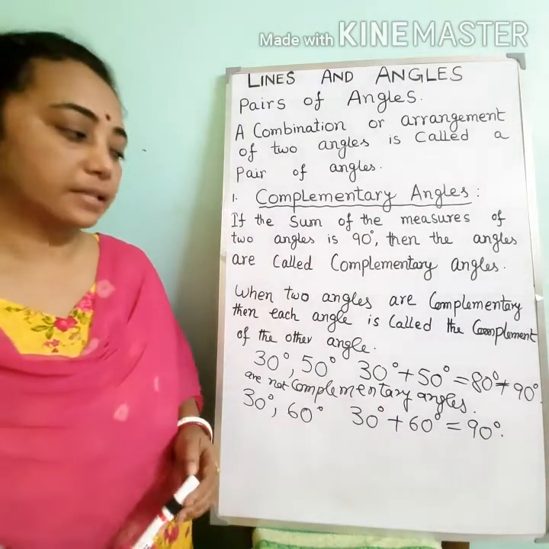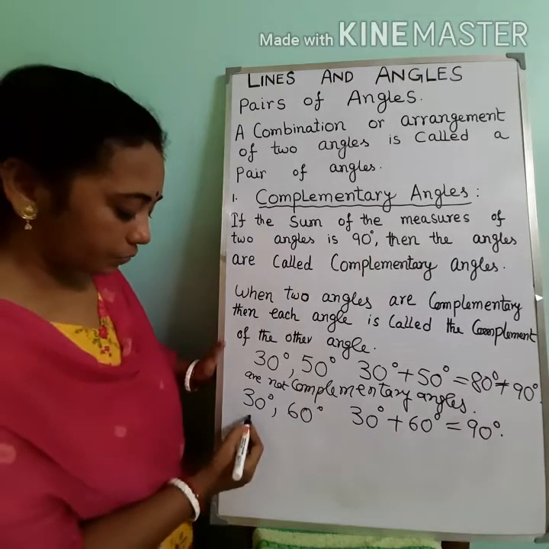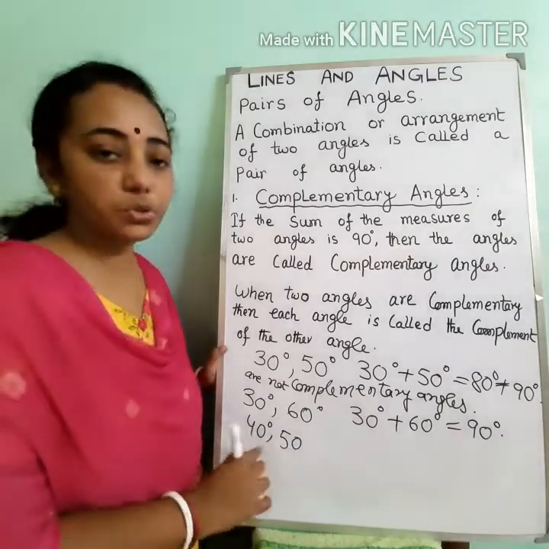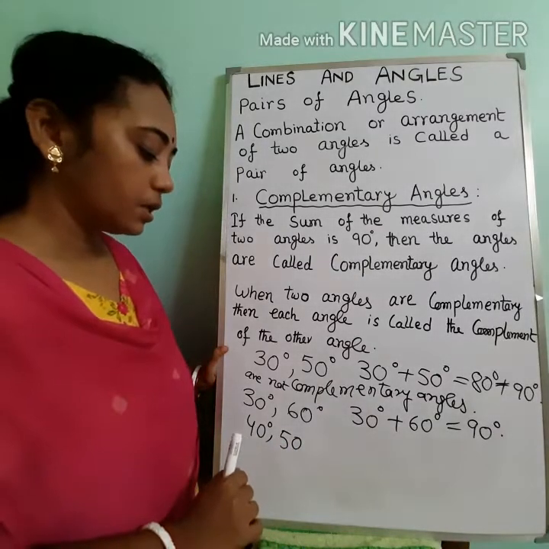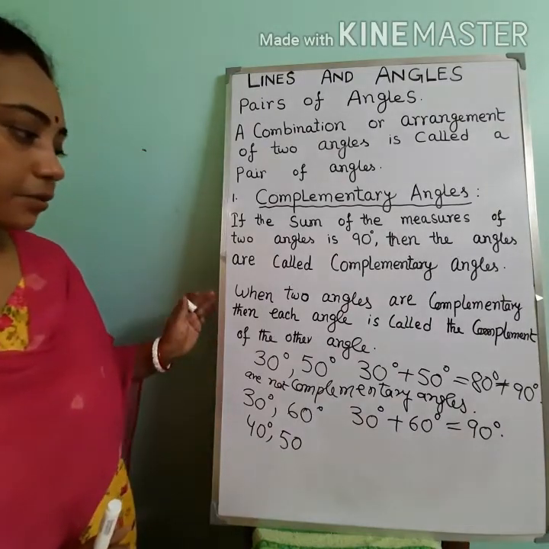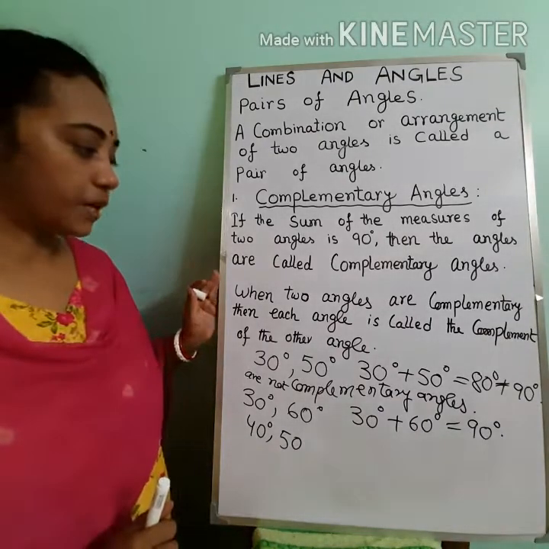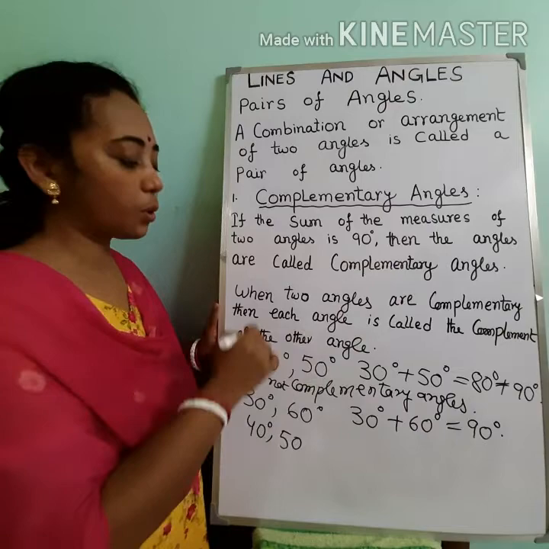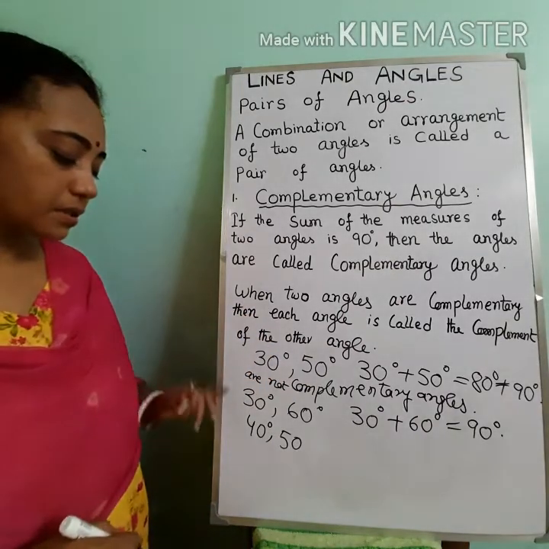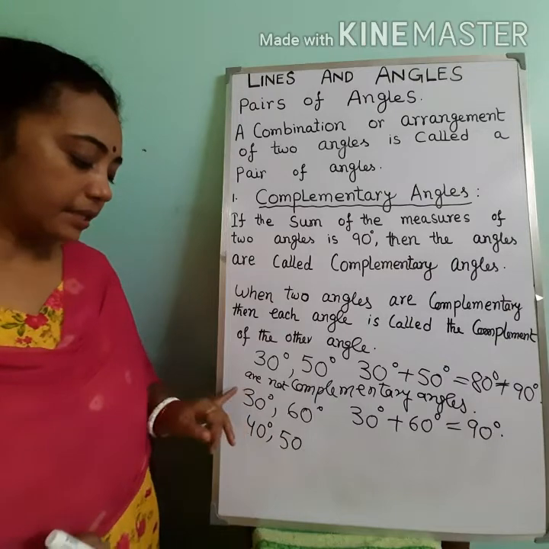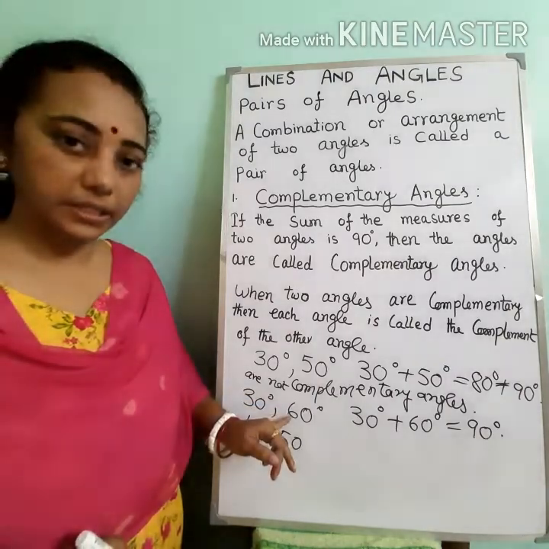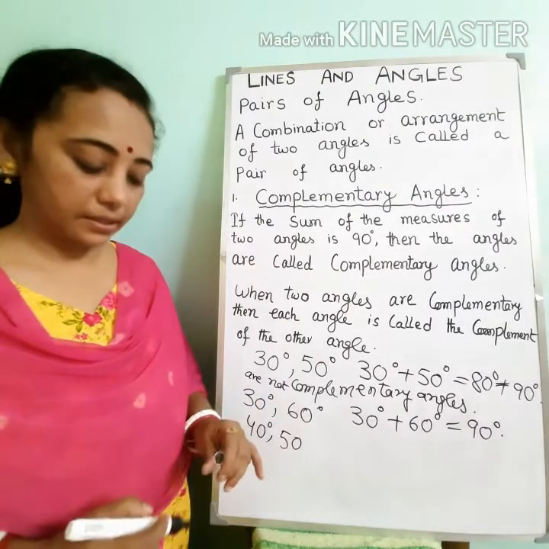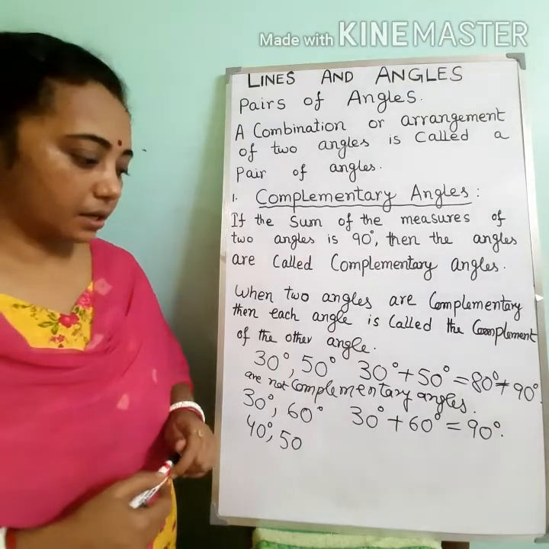You can take different examples. For example, if I write 40 degree and 50 degree, then their sum is coming 90 degree. So these two angles are complementary angles. One very important point to be noted here is that when two angles are complementary, then each angle is called the complement of the other angle. That means these two angles are complementary angles. Then 30 degree is called the complement of 60 degree and 60 degree is called the complement of 30 degree. Let us see how it's coming.